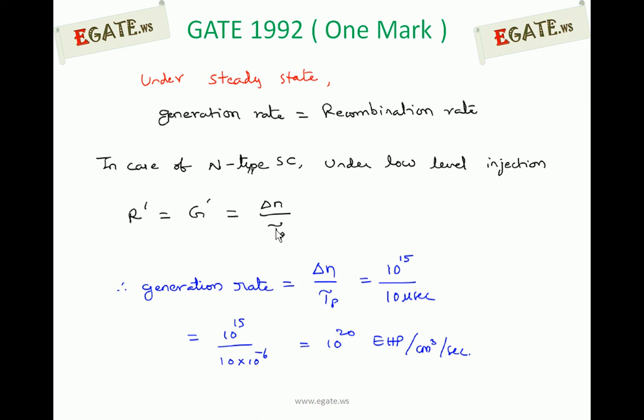Recombination rate is defined as excess minority carriers divided by their lifetime. So under steady state, recombination rate is nothing but generation rate, so it is delta N by tau p. Delta N is given as 10^15 and tau p is 10 microseconds. So it is equal to 10^20 electron hole pairs per cm³ per second.